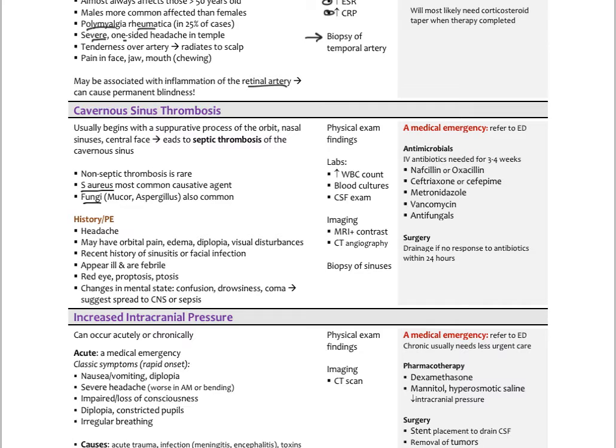There's often been a recent history of sinusitis or facial infection or tooth abscess in the upper jaw. Patients appear ill and usually have a fever. They have a red eye with maybe an eyelid drooping, that's ptosis, and then changes in their mental state: confusion, drowsiness, even coma. And that suggests the infection is spreading to the central nervous system or sepsis.